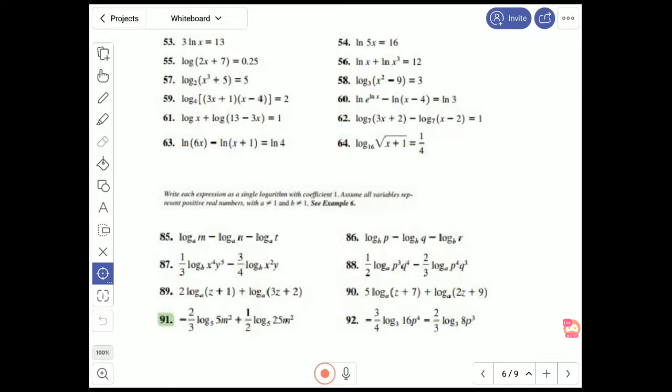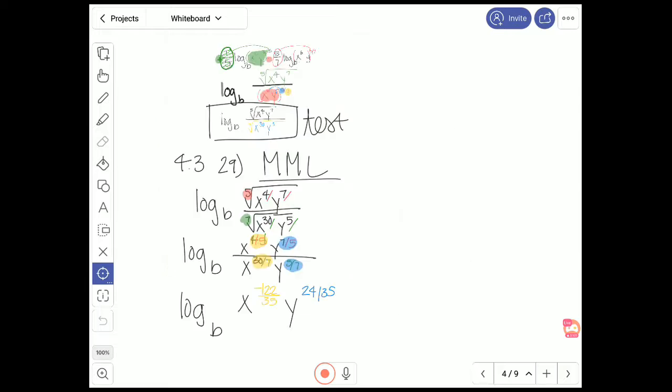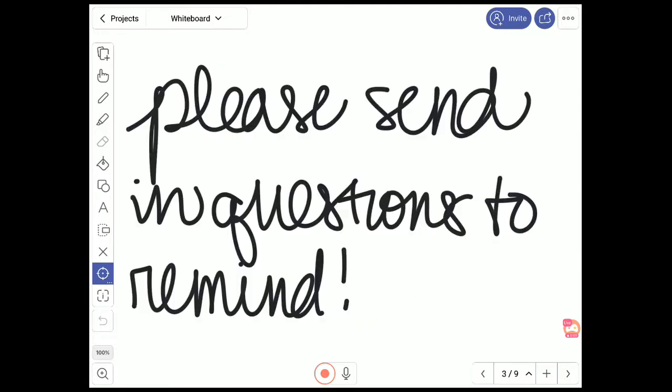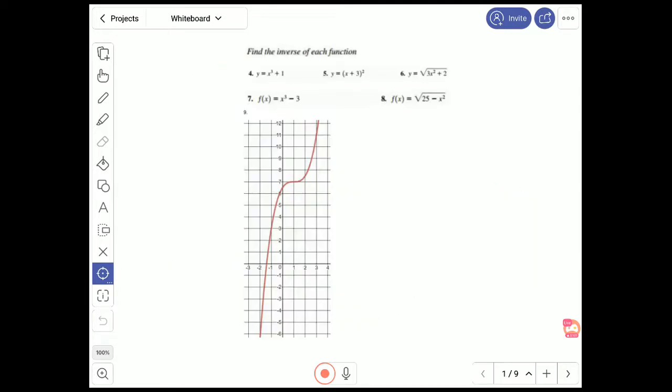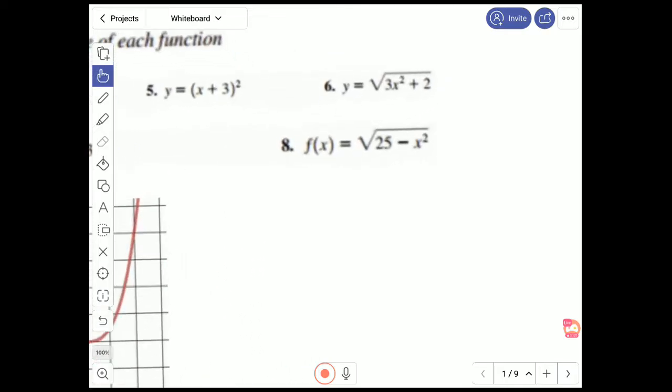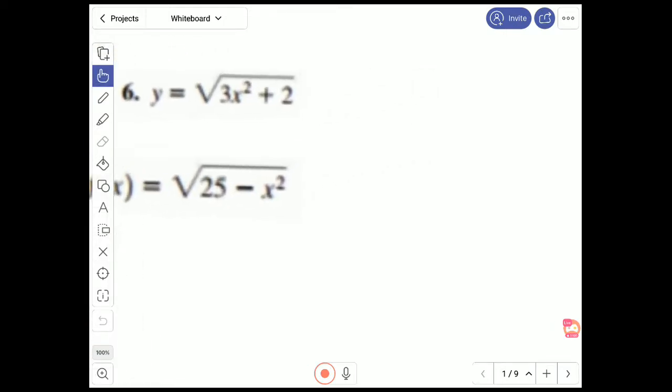Okay, I had a request to do problem number 6 from the review, so I'm going to flip back and do that. On problem 6, you're supposed to find the inverse of the equation. To find the inverse, the very first thing we do is flip x and y because we're basically resolving for y. So again, I'm doing problem number 6 here.